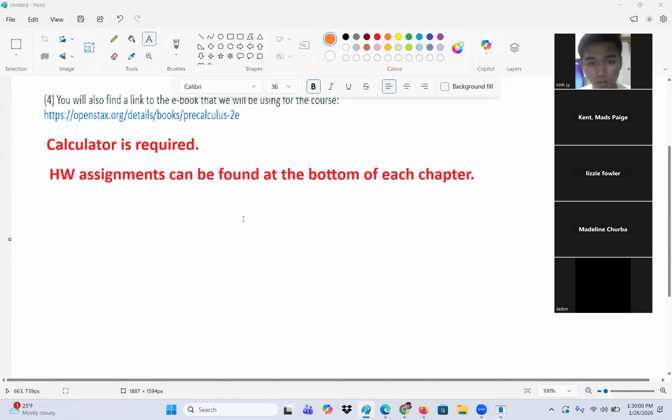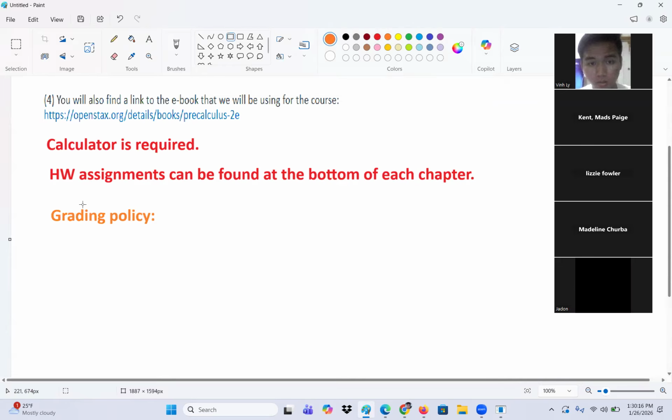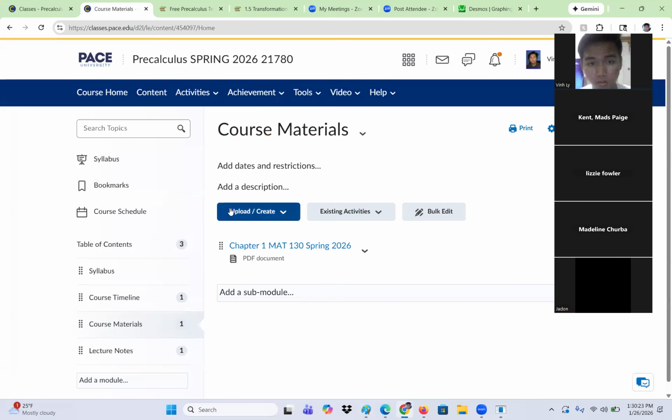Okay, so let me go to the grading policy. Homework is a very big part of the grade. You can look at that, this takes 30% of your final grade. So missing out on the homework costs you a lot of points.